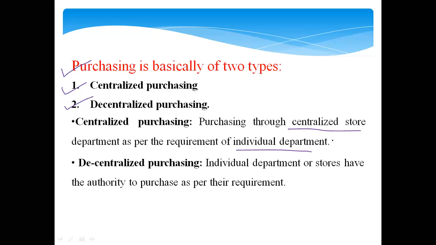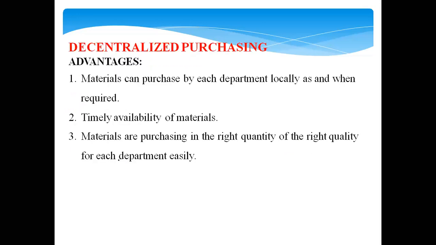The name itself indicates centralized and decentralized. Decentralized means individual departments having the authority to purchase their particular requirement. As per the requirement, the purchasing manager and the purchasing authority members undergo purchasing. That is called decentralized purchasing. What are the advantages and disadvantages of decentralized purchasing?